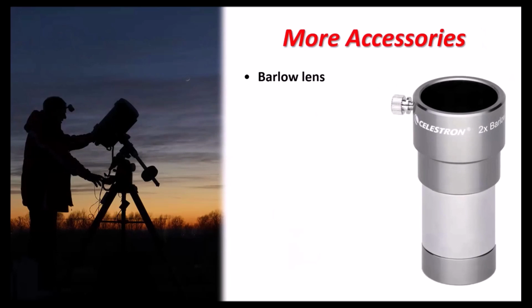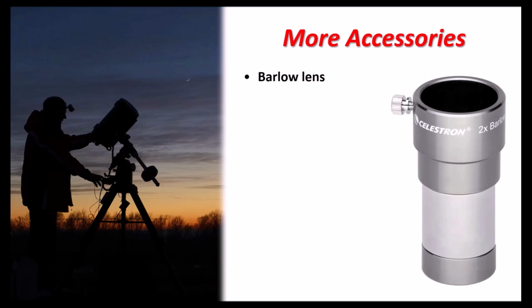All right, so real quick, even here with more accessories, I mentioned the Barlow lens. This was invented by the English mathematician and physicist Peter Barlow. So oftentimes I see Barlow with a lowercase b, but nope, it was named after a person. It's supposed to be an uppercase B, so take that.